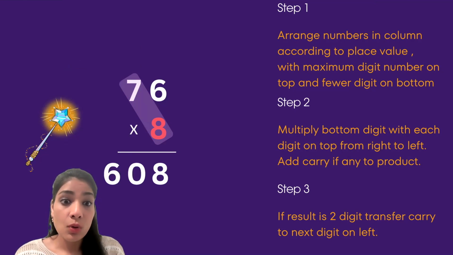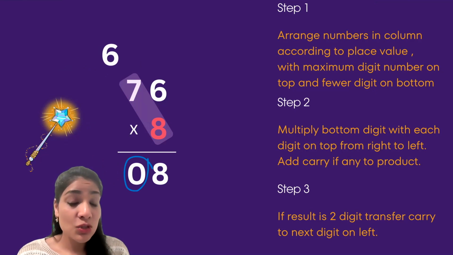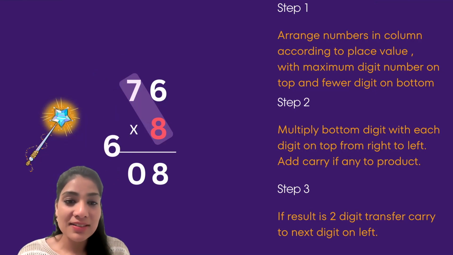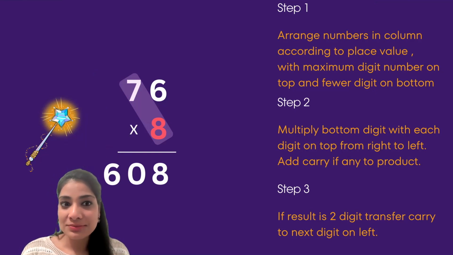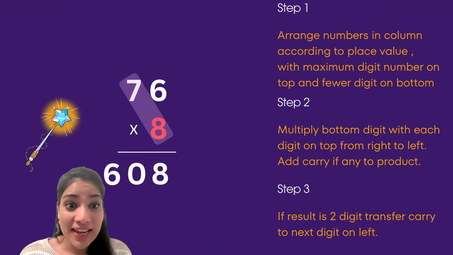So 56 plus 4 becomes 60. But 10's column only has space for one digit. What do we do with 6? Yeah, we transfer it to the hundreds place. There is no more digit in hundreds column to multiply. So we simply bring 6 down to the answer. And our final answer becomes 608. Did you get the algorithm? Should we try to solve another example using this algorithm?